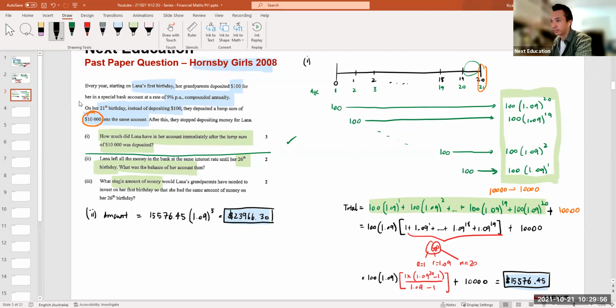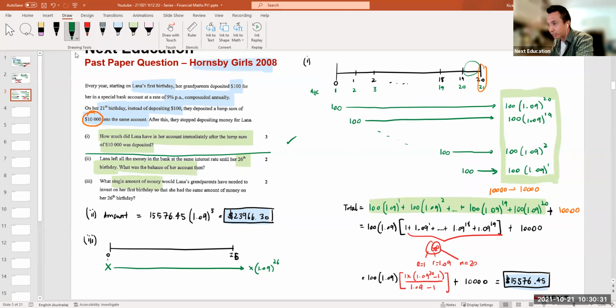Now, part 3 asks, what is a single amount? It's like saying if I drew the diagram, 0 to 26 years, forget about what's in between. What is the single amount, let's call it X, that I put in, and that X gets compounded by 26 years of compounding, on the 26th birthday? Just to be clear, in terms of age, remember age 1 to age 26, that's 25 years of compounding.